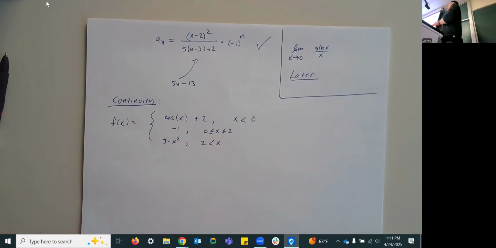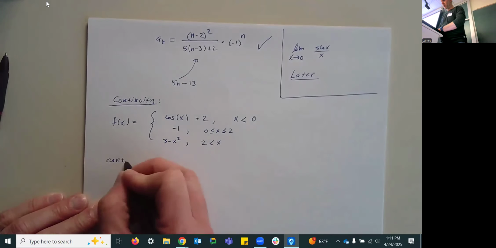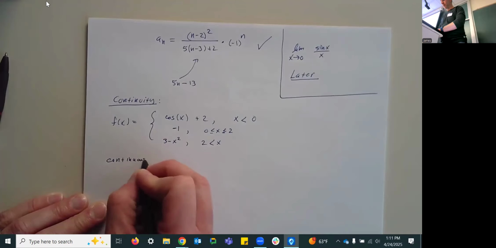So the only questions about continuity are, is this function continuous when we change from the left side of 0 to the right side of 0? And is this function continuous when we change from the left side of 2 to the right side of 2? Or in other words, is it continuous at 0? And is it continuous at 2? So let's talk about 0 first.